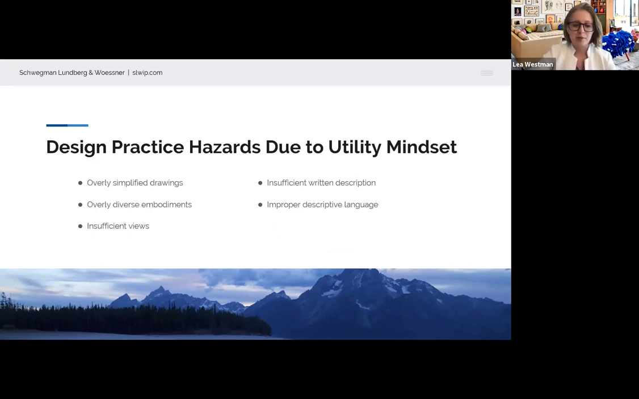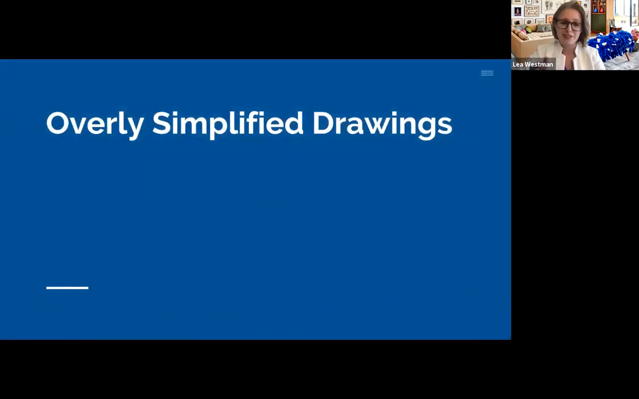So a couple of the things I'd hinted at that we will touch on today, and we'll dig into each of these, are common hazards and common mistakes that some of us utility practitioners will make if we don't have as much knowledge in the design area. First, overly simplified drawings. Second, very diverse and extensive embodiments. We'll also sometimes run into insufficient views in the drawings or a written description that's insufficient. And sometimes we'll run into improper descriptive language. Next slide, please. So I'll let Joe take it away with the first one of these items.